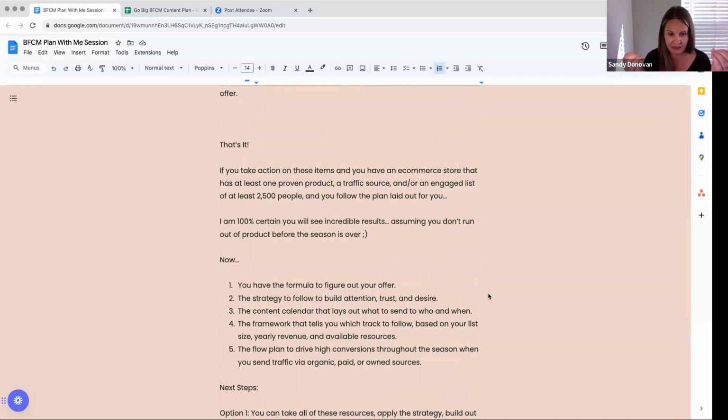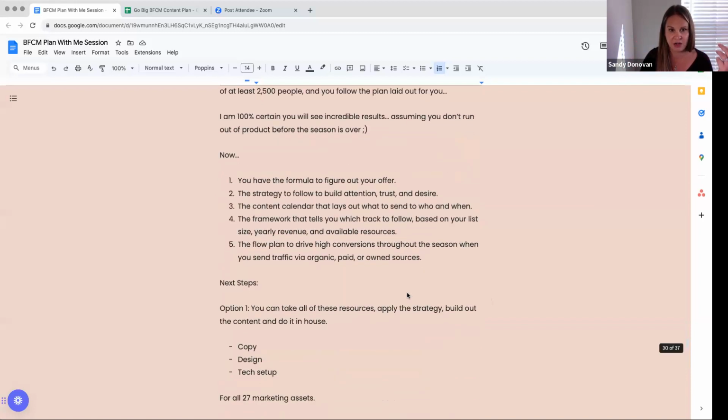And you have the flow plan to drive high conversions throughout the entire season whenever you send traffic, whether that's organic traffic, paid traffic, or owned traffic, so email or SMS, over to your site, they're going to be converting, and you can feel confident in that if you want to increase ads or anything like that.